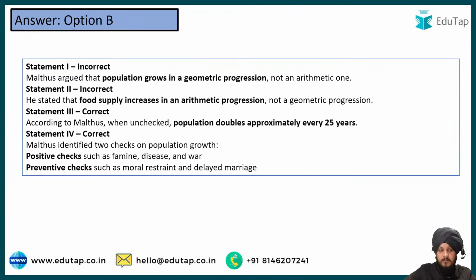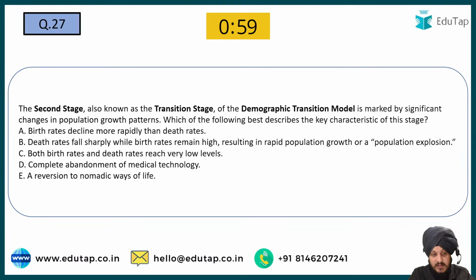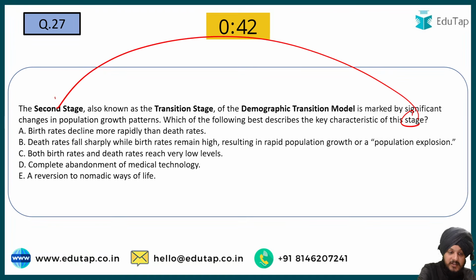Question number 27. The second stage, also known as the transition stage of the demographic transition model, is marked by significant changes in the population growth patterns. Which of the following describes the key characteristics of this stage? Which stage? Second stage. So please mark your answers.